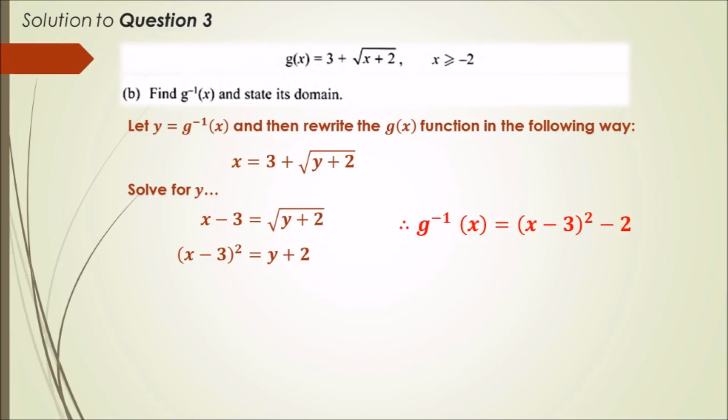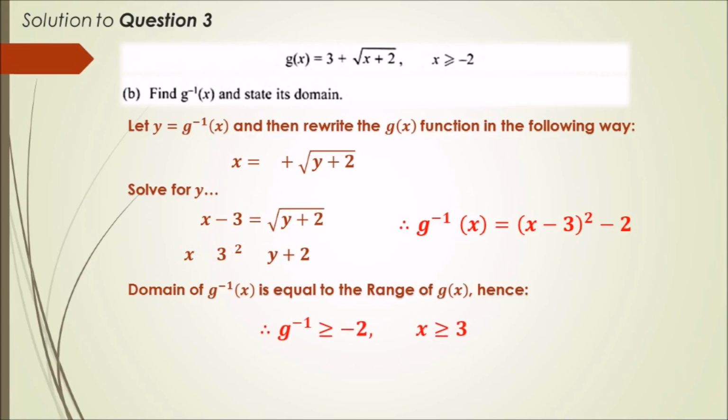And the one special property about these inverse functions and functions is that the domain of the inverse is equal to the range of the original function. Likewise, the range of the inverse is equal to the domain of the original function. Hence, we can say that the range of the inverse is greater than or equal to minus 2, and its domain is greater than or equal to 3. Voila. Not so bad at all.